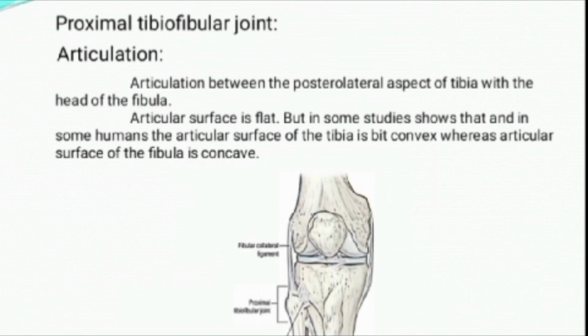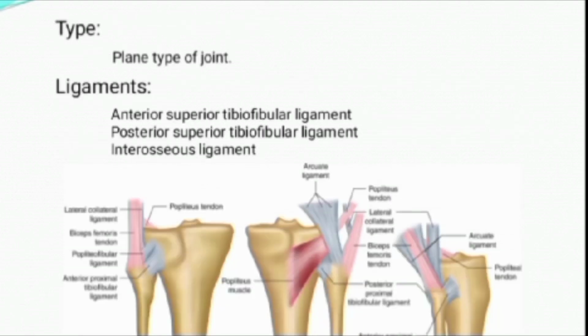Proximal tibiofibular joint. Articulation: between the posterolateral aspect of the tibia and the head of the fibula. The articular surface is flat, but some studies show that in some humans the articular surface of the tibia is a bit convex, whereas the articular surface of the fibula is concave. Type: plain type of joint. Ligaments: anterior superior tibiofibular ligament, posterior superior tibiofibular ligament, and interosseous ligament.